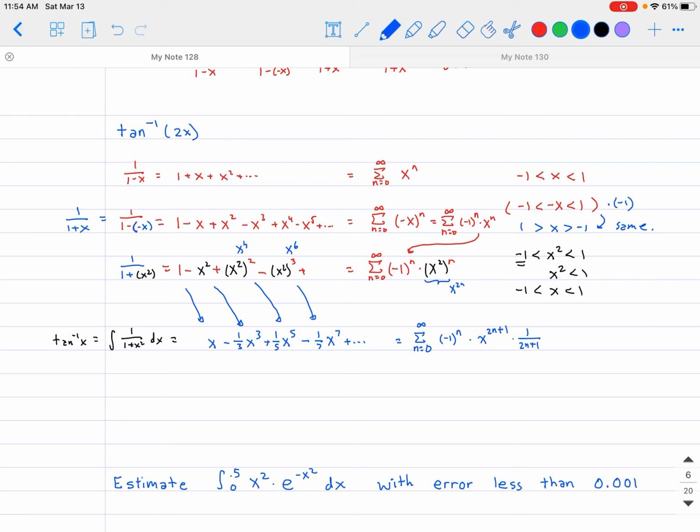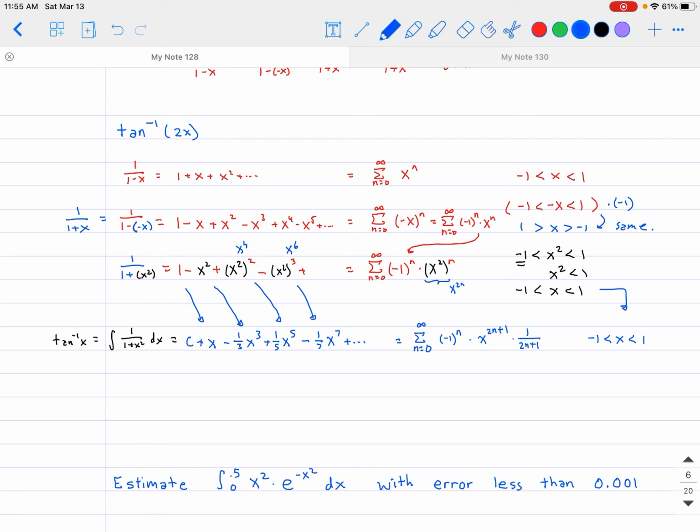Again, taking the antiderivative, just like taking the derivative, is not going to change your interval of convergence. So it's still going to be from -1 to 1. And now here's the part that's crucial. Since you took the antiderivative, technically there should be a plus c over there. There should be a plus c anytime you take the antiderivative.